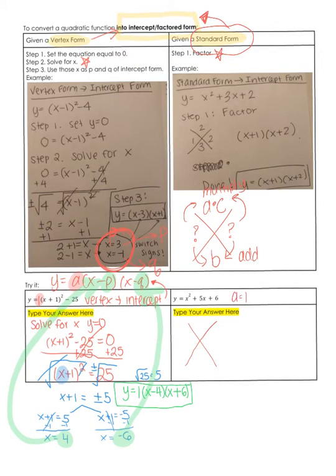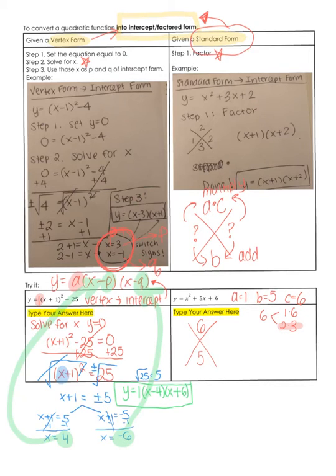So a is 1, b is 5, c is 6. Remember, when you find a, b, c, you're just looking at the coefficients. That means you're just looking at the numbers, not the x's. So a times c is 1 times 6, b is 5. Let's look at all the numbers that multiply to 6: 1 times 6, or 2 times 3. Which one could add to 5? You're right, it would be 2 and 3.